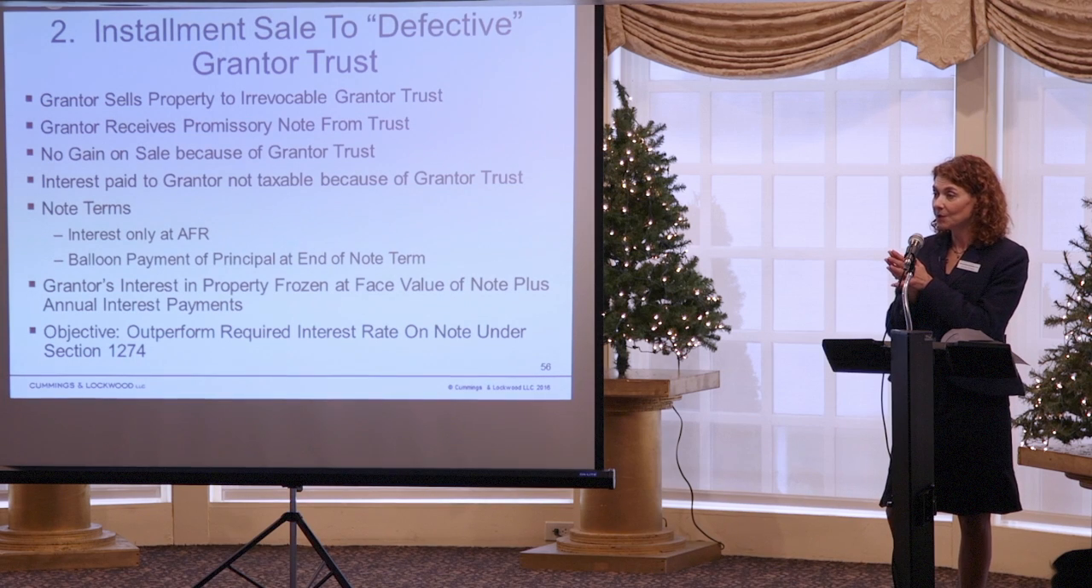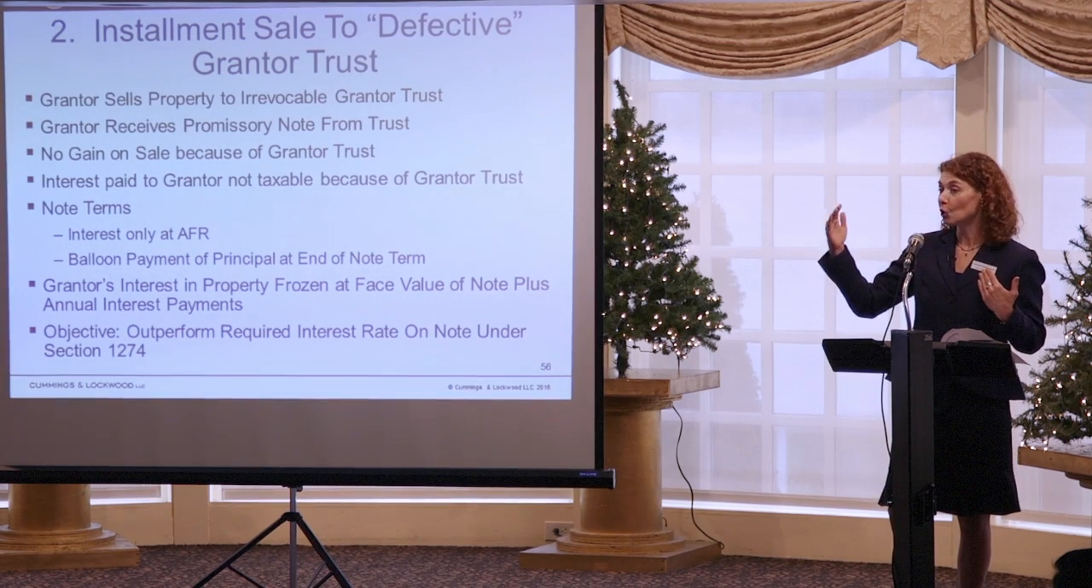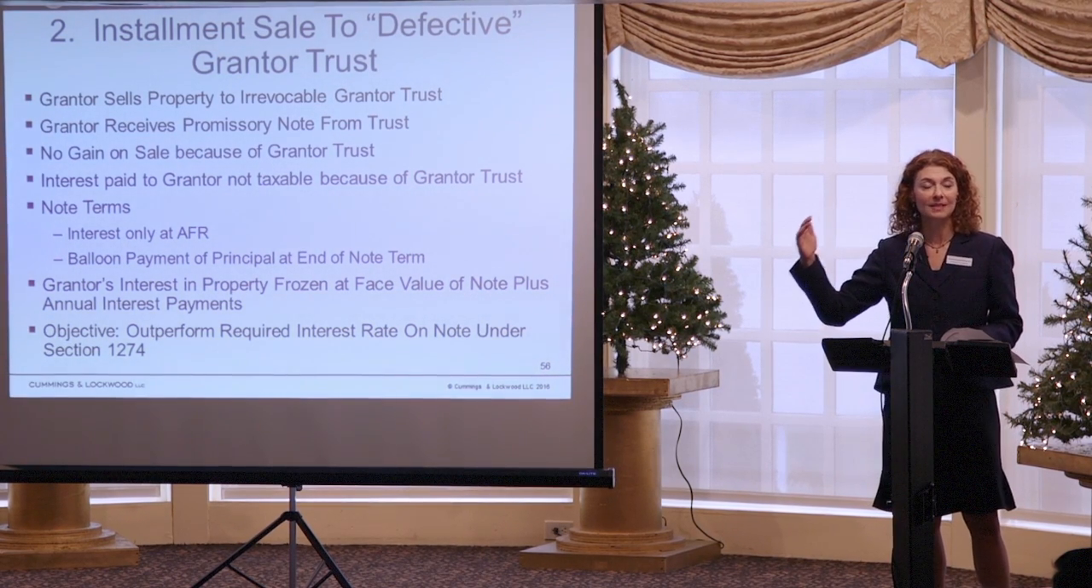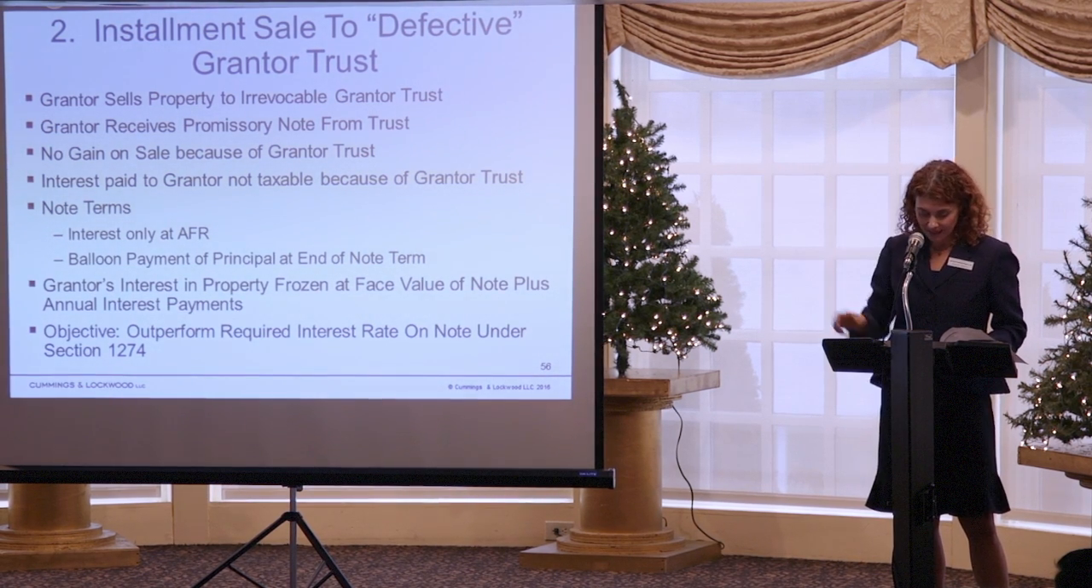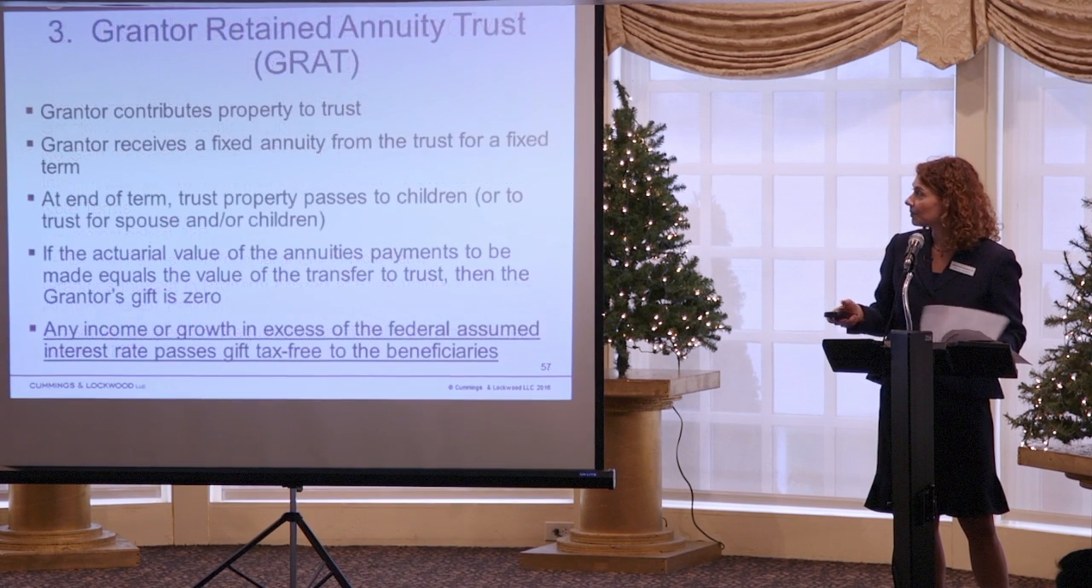You will use the AFR rates, not the 7520 rates. Typically, we recommend a 9-year note of interest only with a balloon payment at the end. That means there's not that much load on the trust. It can use the funds, it just pays interest, and they can use the funds to invest and perform. This month in December, that rate is 1.47%. That's the hurdle rate. So as long as whatever's in that trust does better than that 1.47%, that growth will get out of the estate for tax purposes.